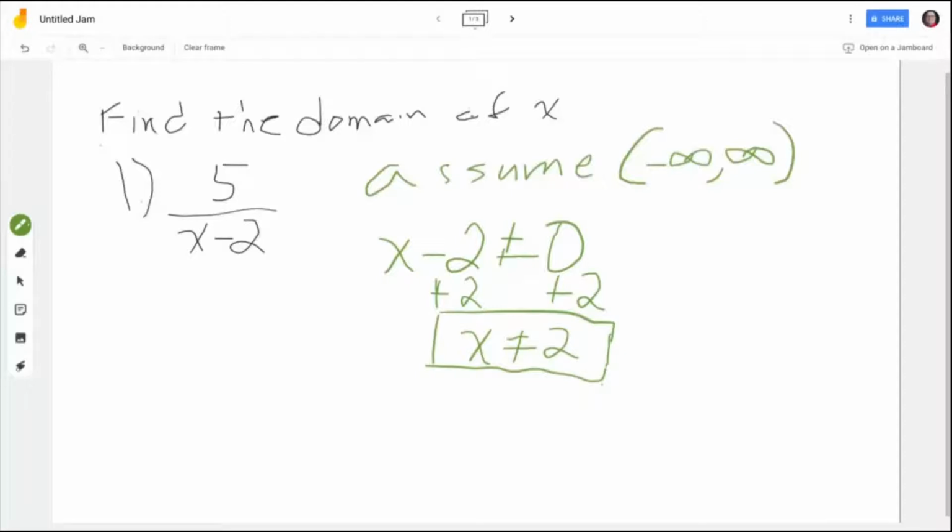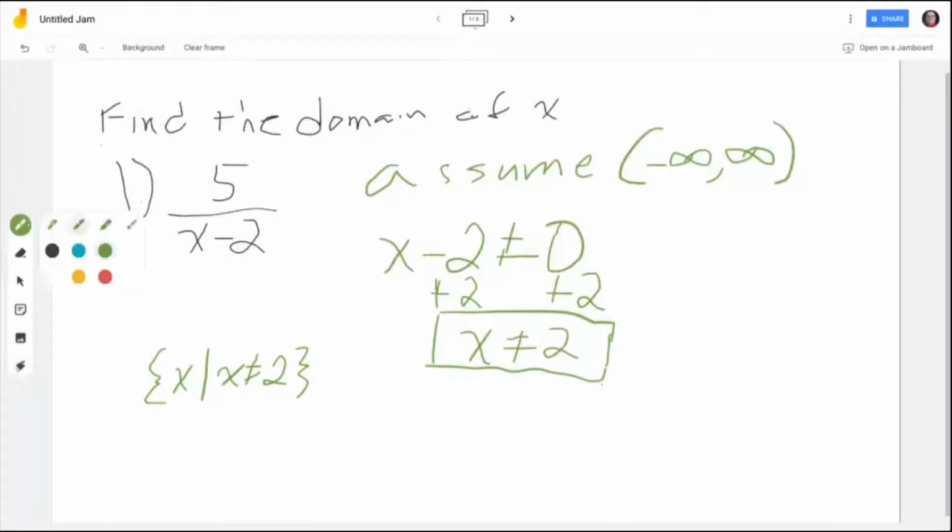There are a few ways to write that. One is called set builder notation, where you'll have a brace and it'll say x, where x cannot equal 2. That vertical bar means "where" or "such that." So you're saying it could be any x such that x is not equal to 2. Okay, that's one way to write it.